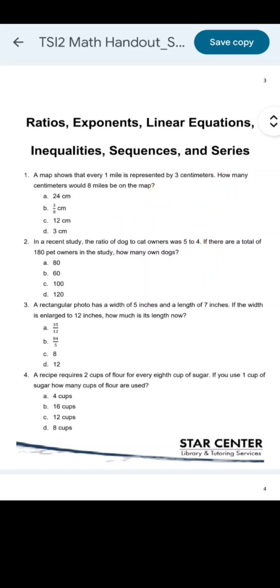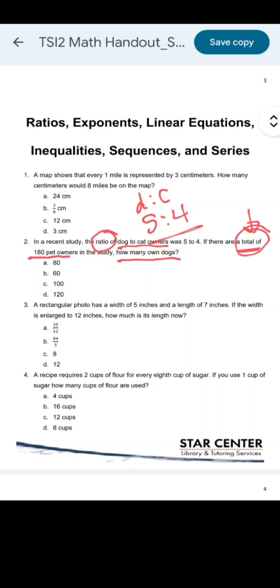Next one. In a recent study, a ratio, ratio is comparing some things, dog to cat. So my ratio is dog to cat, which is 5 to 4. If there are a total, keyword, of 180 pet owners, how many own dogs? So this is a little different because they didn't say if it was this many dogs, how many cats would it be? They said if there was a total. Well, they didn't give us the total. So we're going to have to use what they gave us to create a total. How many total pets is there with the given ratio 5 to 4? Well, it would be 9. So my total pets is 9.